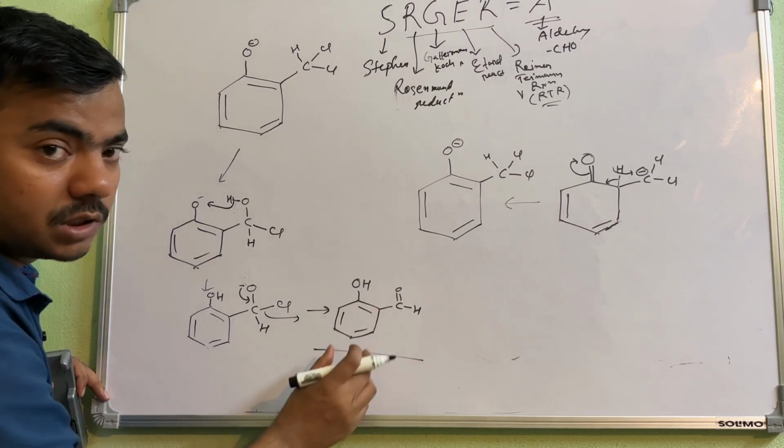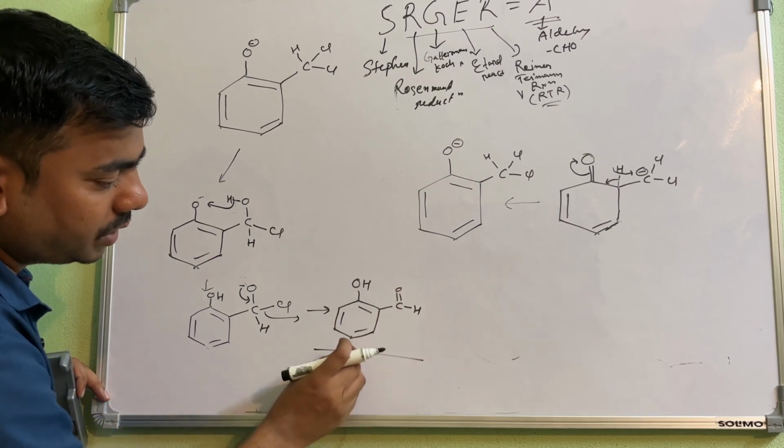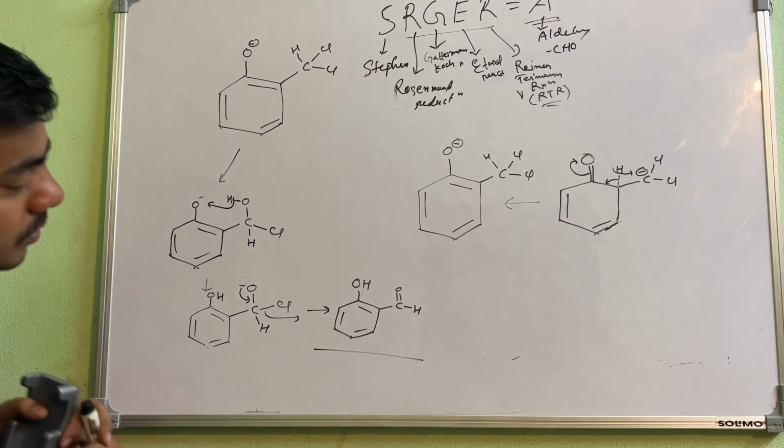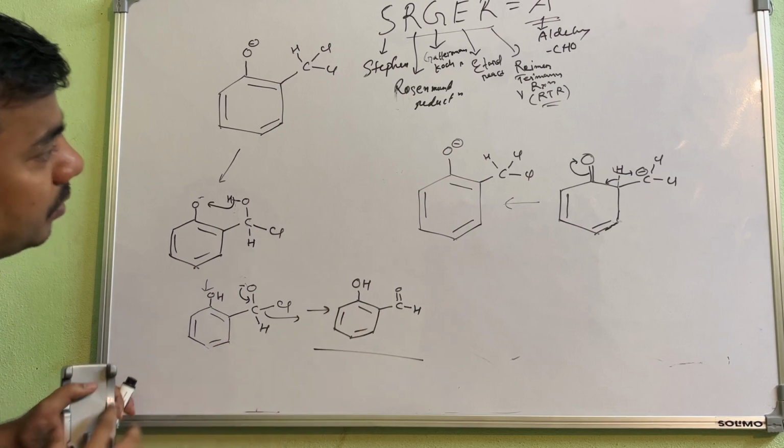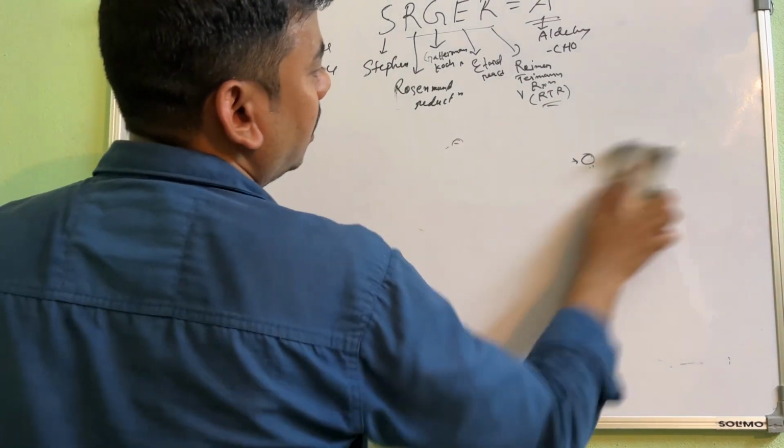This thing happens in the para position also. This is ortho-hydroxybenzaldehyde or salicylaldehyde. This thing happens in the para position also. So this is one of the methods. Then let me show you the other method.